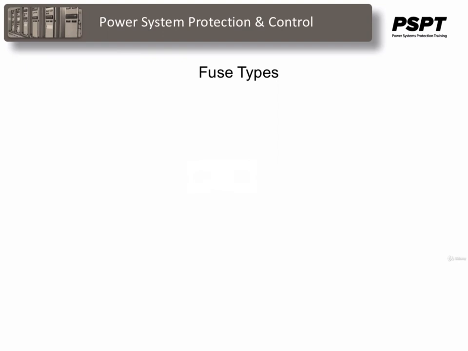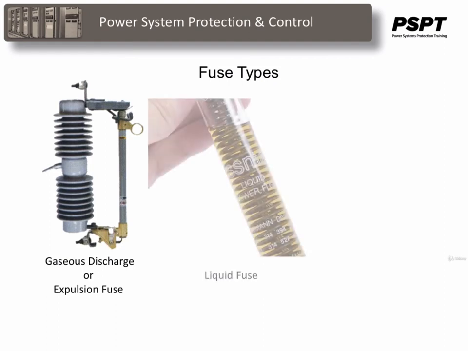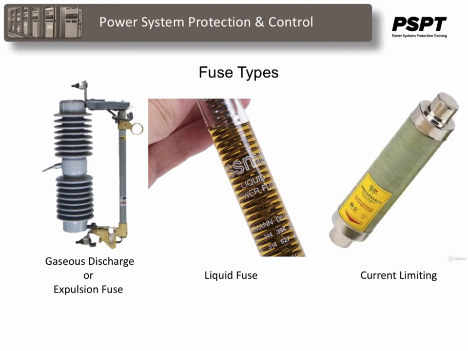The greater majority of fuses can be divided into three categories. There's the gaseous discharge or expulsion fuses. There are high rupturing, interrupting capacity type fuses, which we call liquid fuses. And we have fuses that are designed to limit the current when blowing, called basically current limiting type fuses.